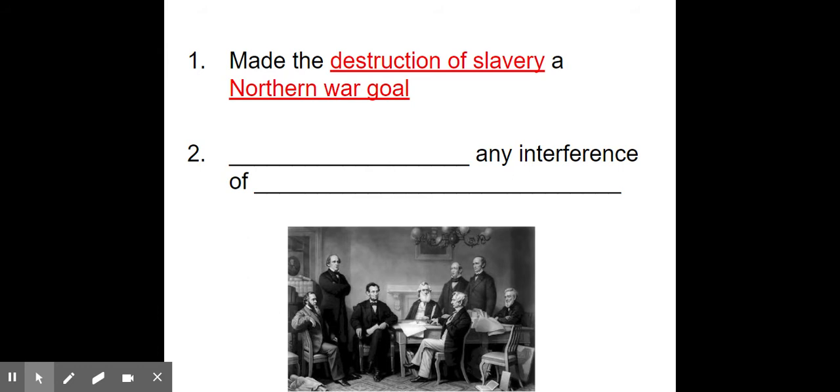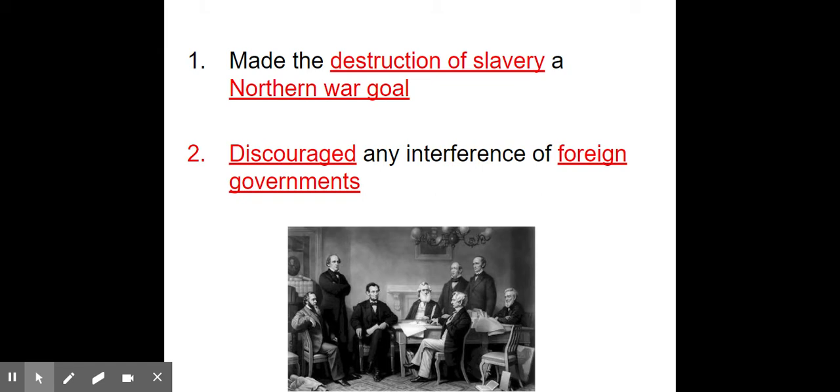And number two, it does discourage interference from foreign governments. Britain and France are now committed to not joining the Confederacy. Okay. So that strategic value is going to happen. And since the war is now becoming about ending slavery, the other things that Lincoln was hoping would happen do. Okay. The North has a new reason to fight.